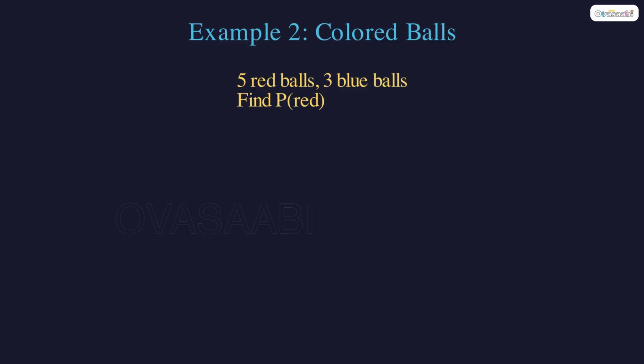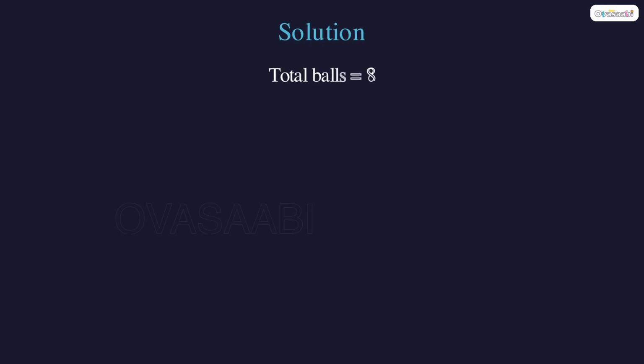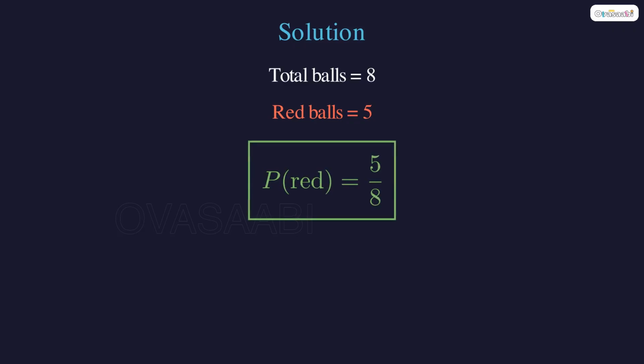Example 2. A bag contains 5 red balls and 3 blue balls. What's the probability of picking a red ball at random? Total balls equal 8. Favorable outcomes equal 5 red balls. So probability equals 5 over 8. This cannot be simplified further.